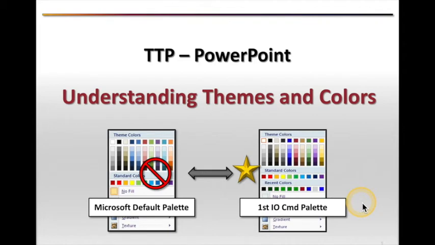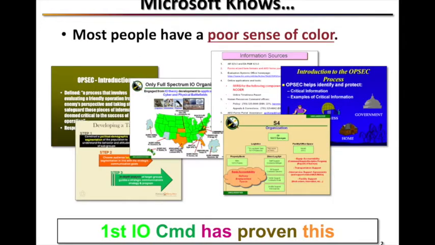So this presentation is about Microsoft themes and colors. People are not very good with themes and colors, and as proof, you'll see these different slides that were pulled from different presentations of the past. People just are not very good. So even if you have one color that's okay, there's other colors that don't go with them.